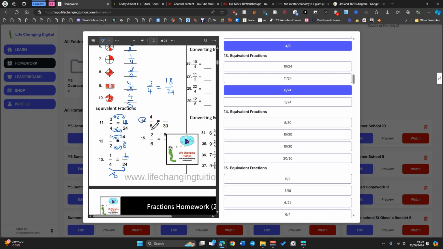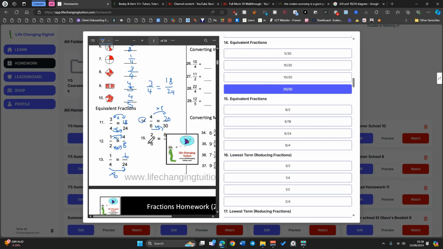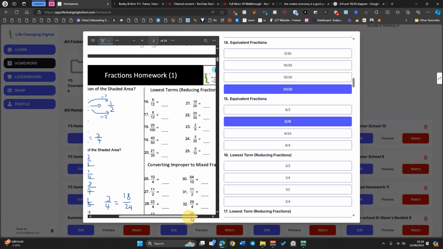So 4 over 6. So if 6 goes into 30, it's times 5. So this one is going to be times 5 as well. So that gives us 20. So 20 over 30, that is this option. Question 15. How did 2 get to 6? Well, it was times by 3. Again, remember, it's only times or divide that we can do with these fractions, with equivalent fractions. So this is times 3. This is going to give us 18. So 6 over 18 is the answer to question 15.